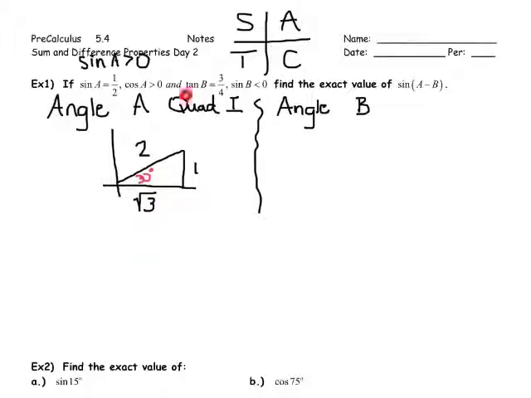So it tells us that tangent of B is 3/4. So 3/4 is a positive number, so tangent of B is positive. But sine of B is negative. So tangent is positive only in quadrant 1 and in quadrant 3. But in quadrant 1, sine would also be positive. So I'm not in quadrant 1. I must be over here in quadrant 3. So this is going to be in quadrant 3.